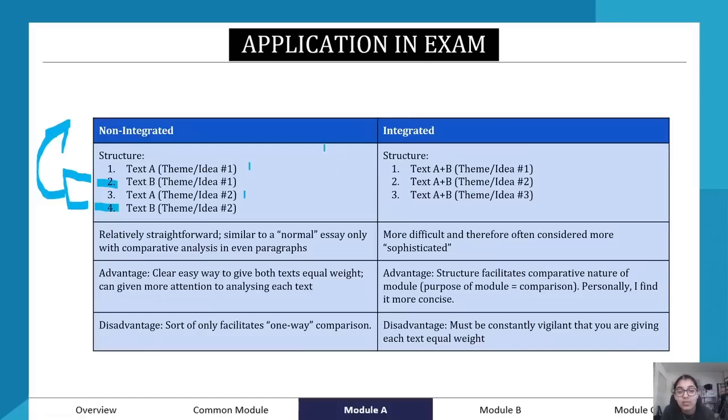So that's why we recommend an integrated structure. Within our integrated structure, we've got 3 themes, and for each theme you go through both the texts. This is a bit more difficult, hence it's considered a bit more sophisticated. The main advantage is that it really facilitates that comparative study, and it's more concise as well. But what you need to be vigilant of is that you are giving equal weight to both texts. You can't talk about one more than the other.